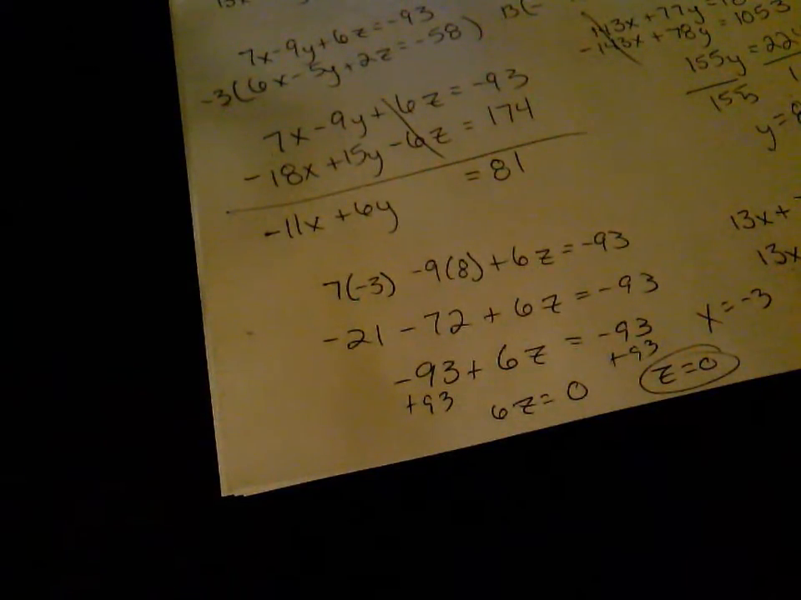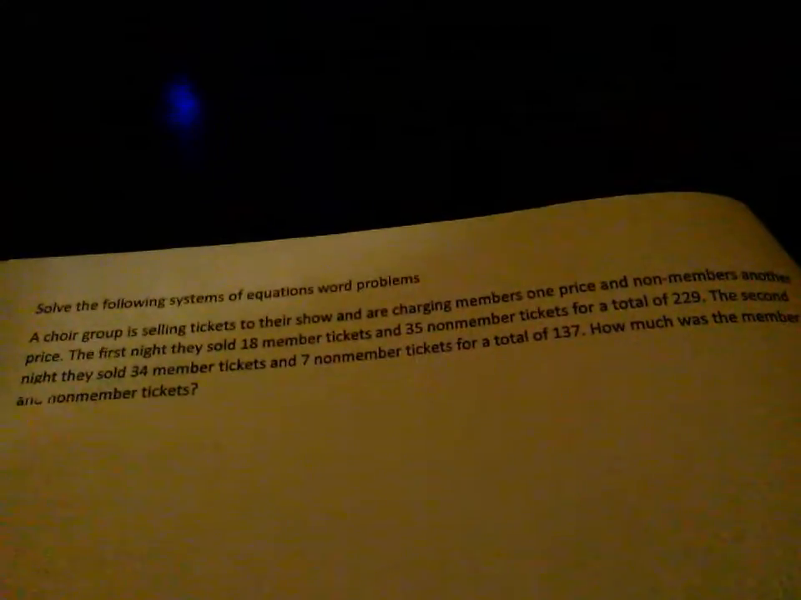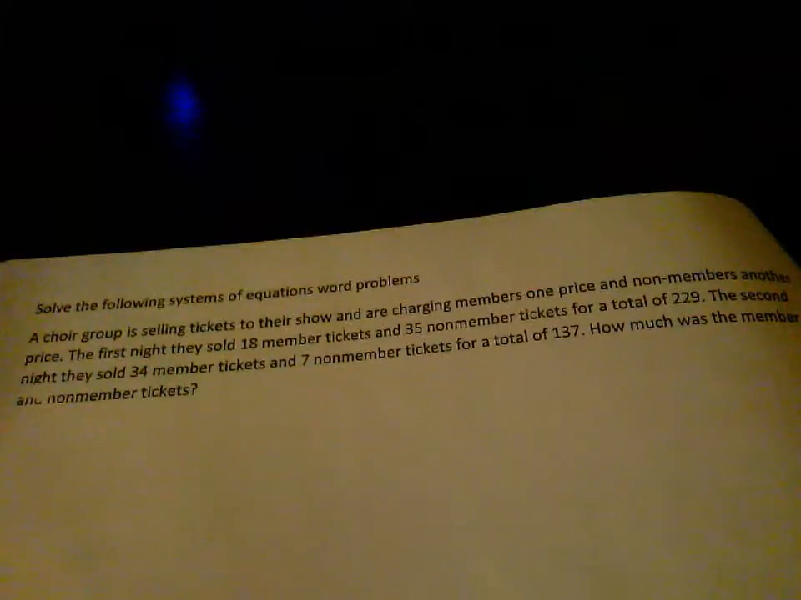Alright, so those are the three variable equations. Now, let's do the word problems. Okay, I guess I only made two. I'm only going to do one of these. Why? Because I only want to do one. So what we have to do is you always need to make your variables first. I'm going to read this out loud, then we're going to figure out what my variables are.